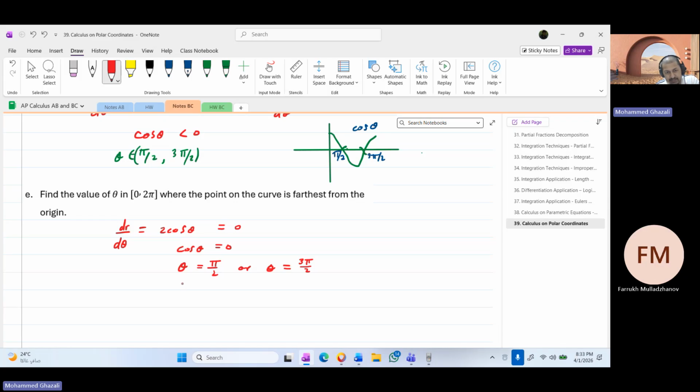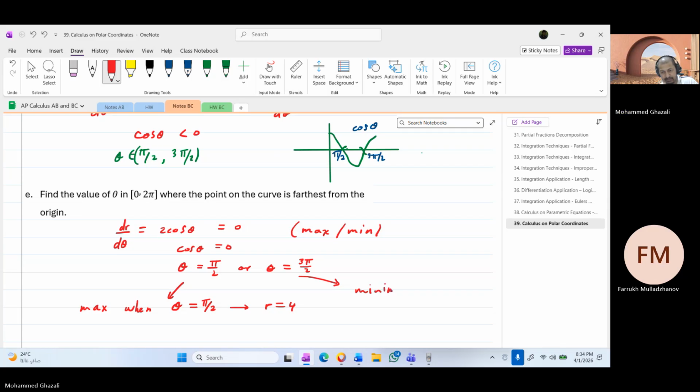So when is it the maximum? Max when theta is equal to pi by 2, and we're getting the radius 4. And this is minimum. Remember what dr d theta equal to 0 solves. It solves for maximum or minimum. So when theta is equal to 3 pi by 2, then you get a minimum. And the value of r is 0. Are you good? Make sense?